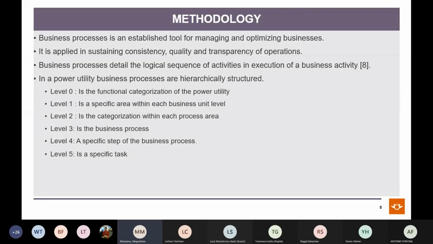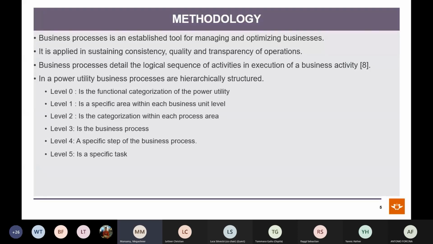So in developing this business model, we chose business processes. As we said, business processes is an established management tool, and it is applied in sustaining consistency, quality, and transparency of operations. Business processes detail the logical sequence of activities in execution of a business activity. So it's very methodical, logical, and in most cases sequential. Business processes can be quite intensive, so they are typically hierarchically structured. And so we developed a hierarchical structure for a power utility.